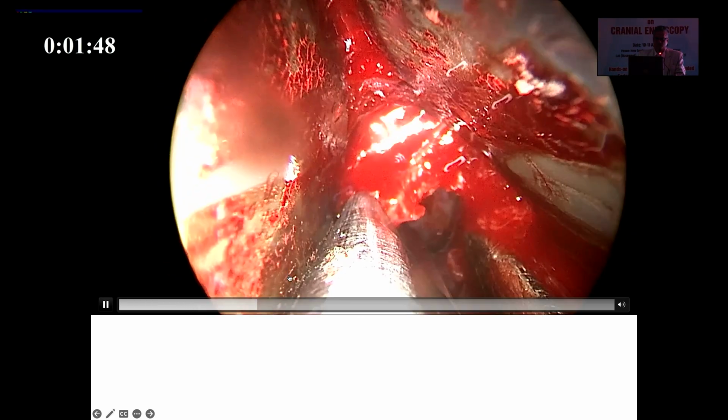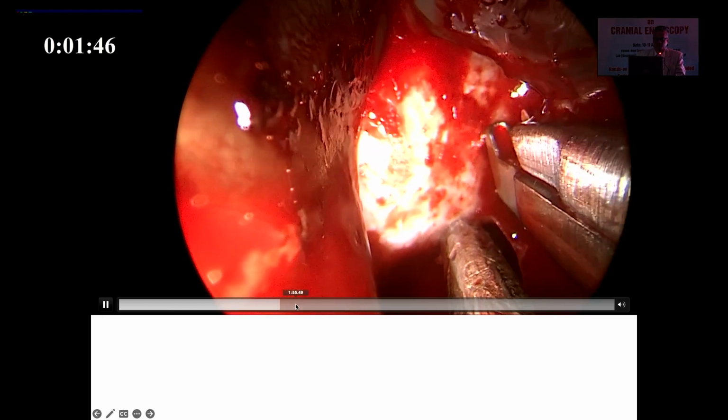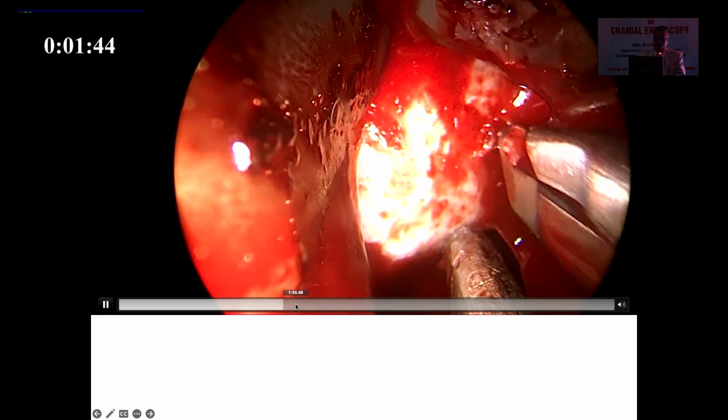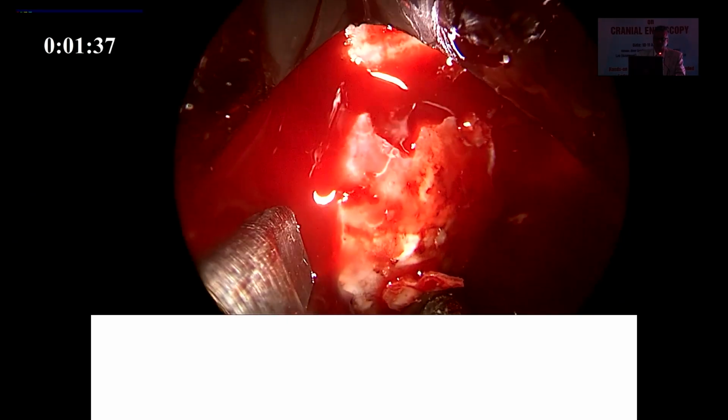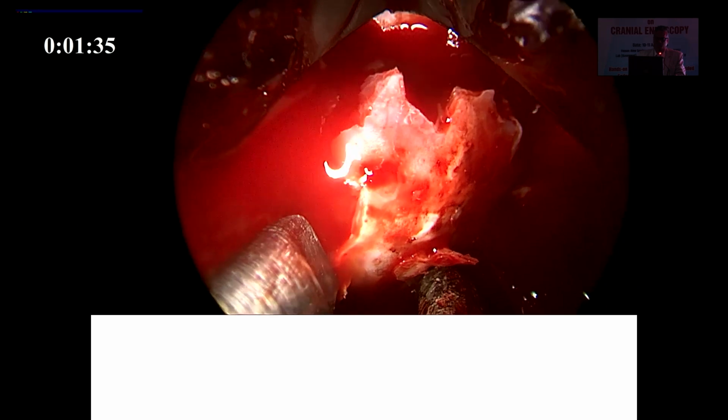So you come to the usual anatomy, and you can reach there. So I prefer to raise a bone flap and push it down, and then it can be pushed up later on once the tumor excision is over. So this flap can be turned down.